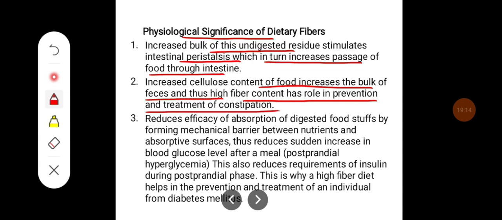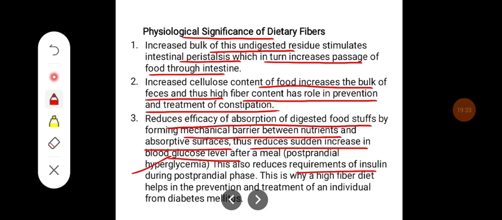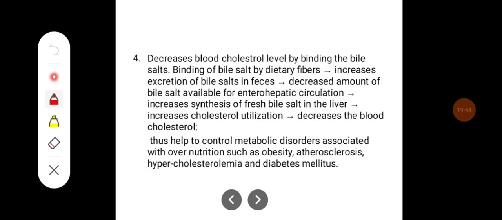The fibers reduce the efficacy of absorption of digested foodstuffs by forming a mechanical barrier between nutrients and absorptive surfaces, thus reducing the sudden increase in the blood glucose level after a meal, that is, postprandial hyperglycemia. This also reduces the requirement of insulin during the postprandial phase. This is why a high fiber diet helps in the prevention and treatment of diabetes mellitus.